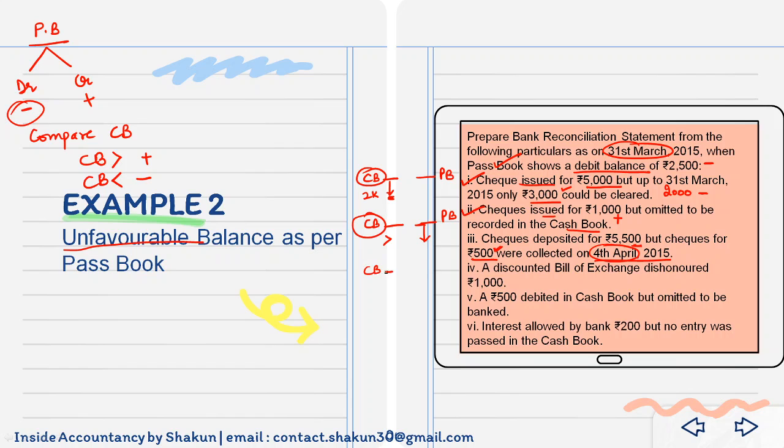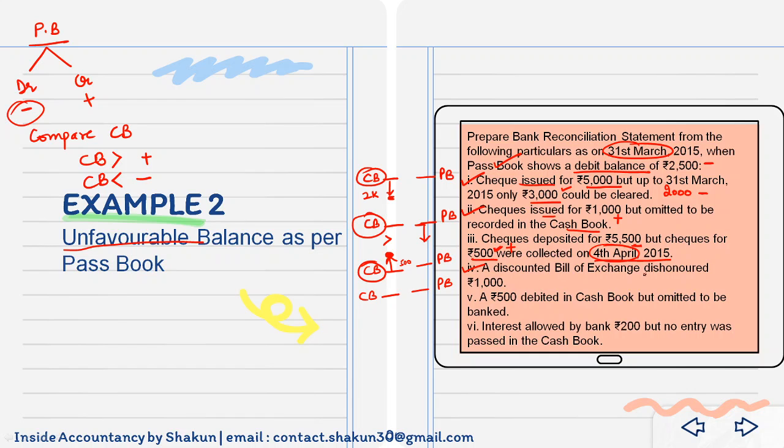So again, let's do it balance wise. We have a cash book balance and passbook balance. Out of the checks deposited, 500 worth checks were collected on 4th. So that means the 500 check was not collected. When we deposit the check, our cash book increased by 500 but our passbook did not increase by 500. We have to look at cash book. Cash book is greater than the passbook, so obviously this will be a plus item.